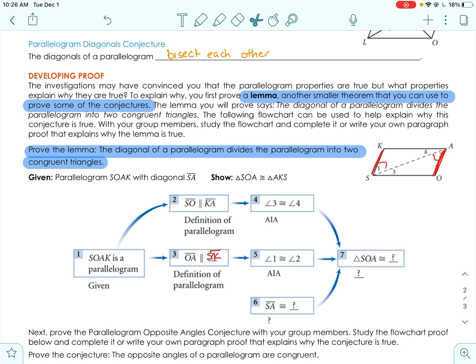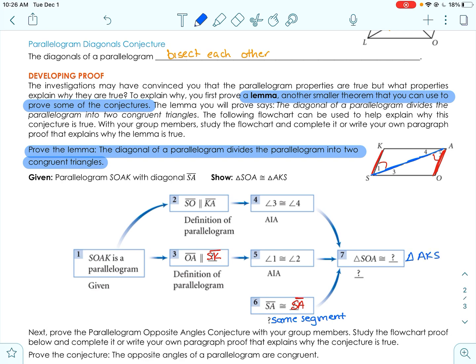Now, we also know that SA is congruent to SA, because they are the same segment. What we're looking at is right here, SA. So SA is shared by both triangles. That means that this is the same segment. So what does that mean? That means that triangle SOA is going to be congruent to triangle AKS.